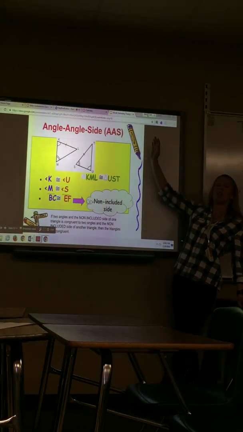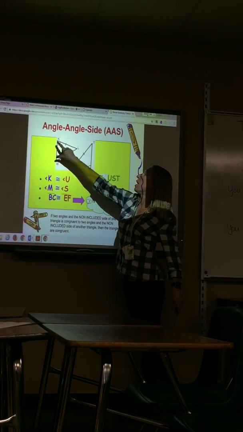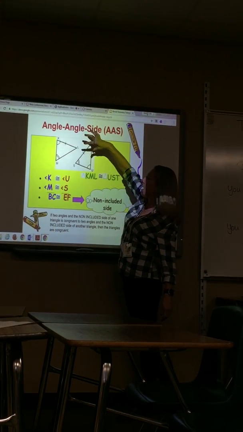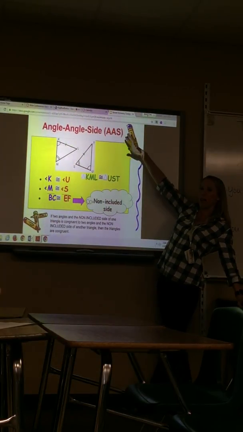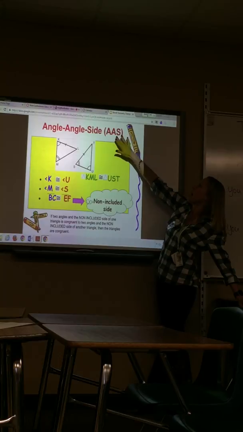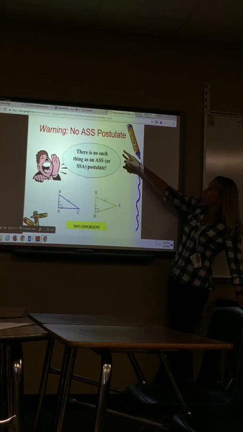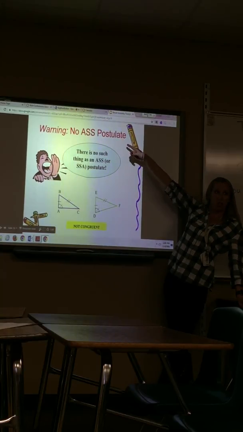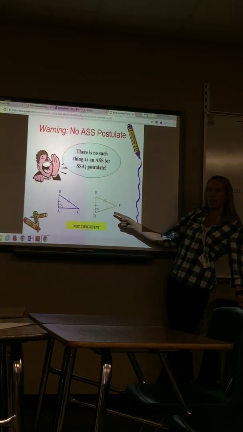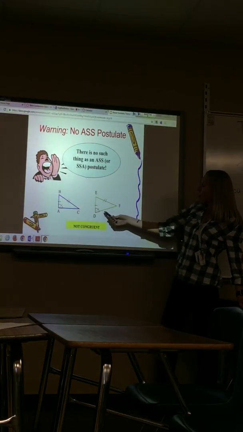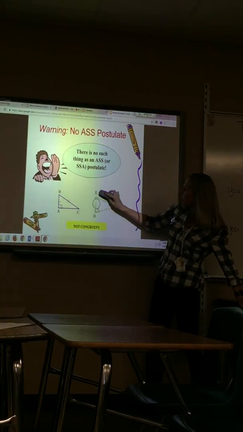Okay, we can also prove triangles congruent by angle side. So if you have two angles and the non-included side, you can say the triangles are congruent by angle side. By the way, if you put side angle, that's still okay. All right, there is no such thing as ASS postulate. You can never prove triangles congruent by ASS, angle side. That means that angle is not in between the two sides, it's outside.